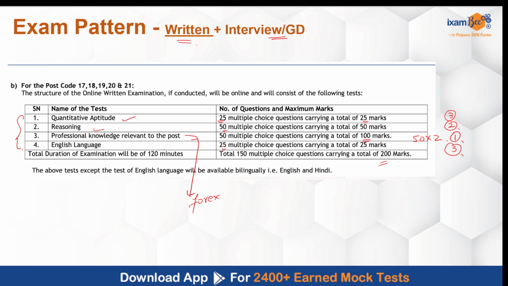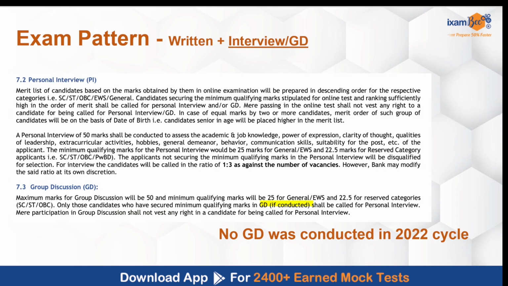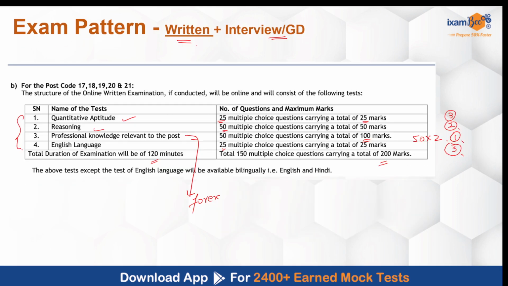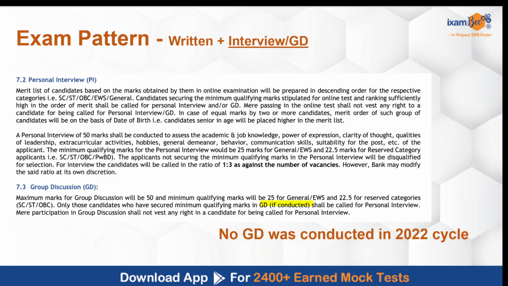You will get a total composite time of 2 hours to complete this paper. If you qualify for this, and yes, there will be negative marking of 1/4 marks for this.